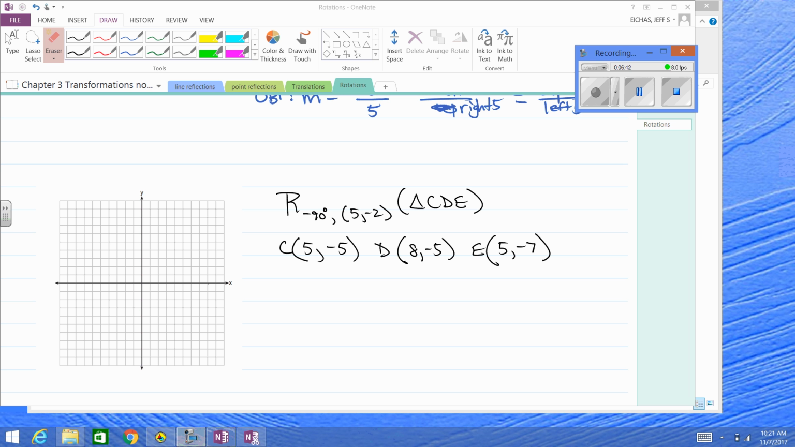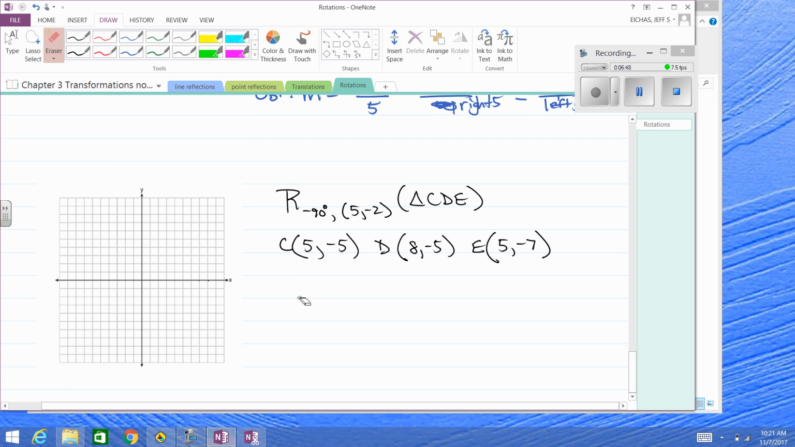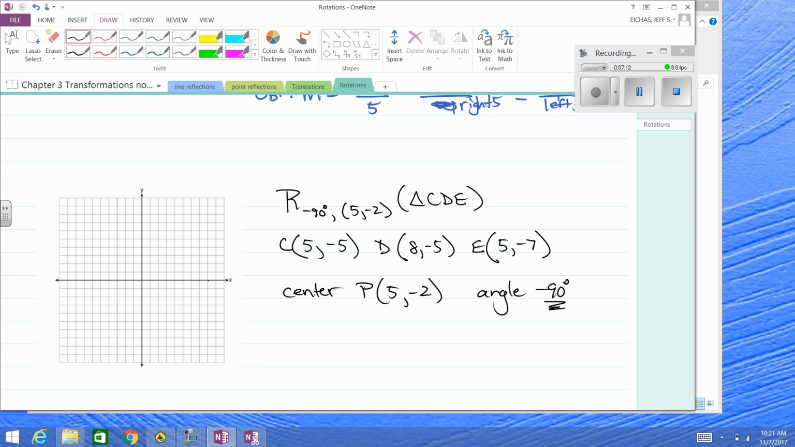Okay, next question. Just pause and look at this for a second. Some key ideas here. The center of this rotation, we're going to call it P this time, is at 5, negative 2, a little strange. And our angle of rotation is going to be negative 90. Now, wait a minute, what does that mean? Well, it means a quarter turn, but backwards. So instead of our typical counterclockwise direction, we're going to go clockwise.